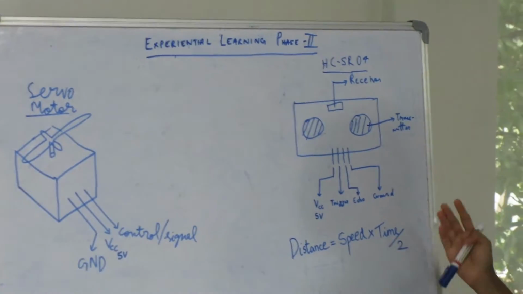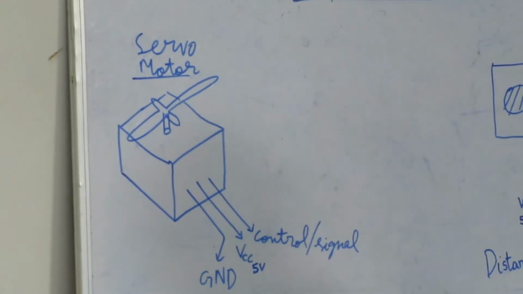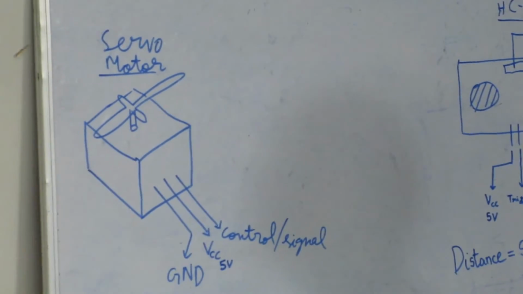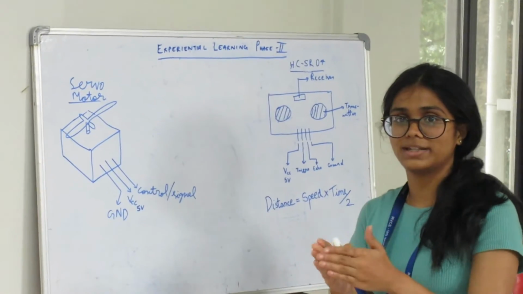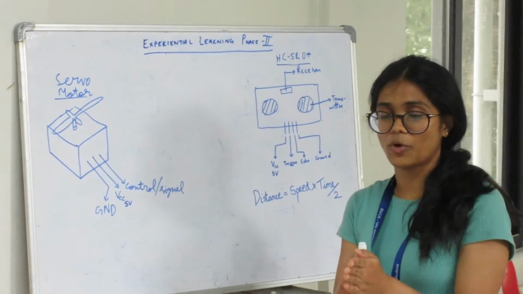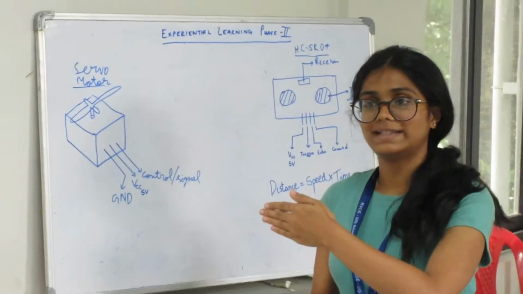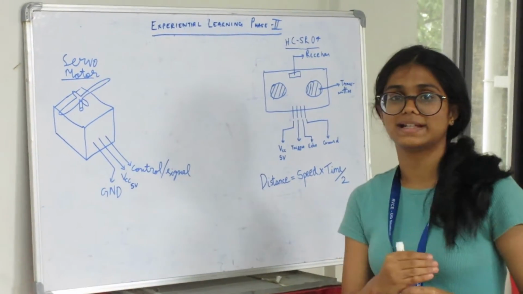And distance is speed into time. Okay, when I come to servo motor now, servo motor is a DC motor basically, and it has a precision of 1 degree. So from its neutral point, it can move 90 degrees to the right and 90 degrees to the left. So the range is like plus 90 to minus 90.